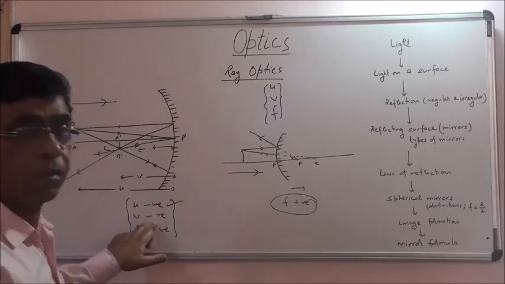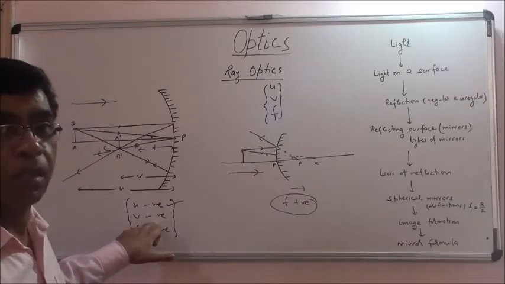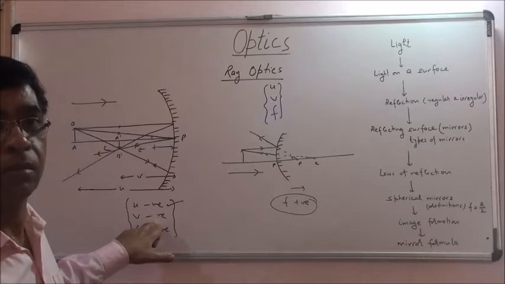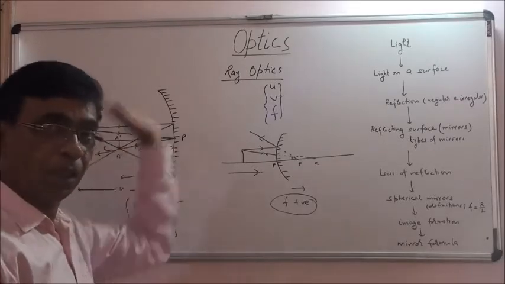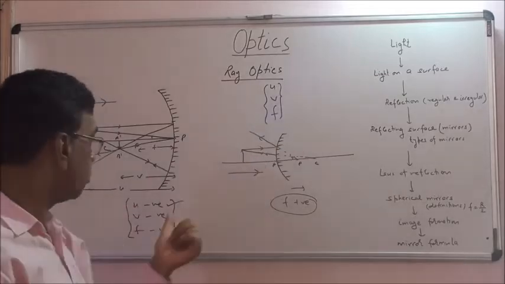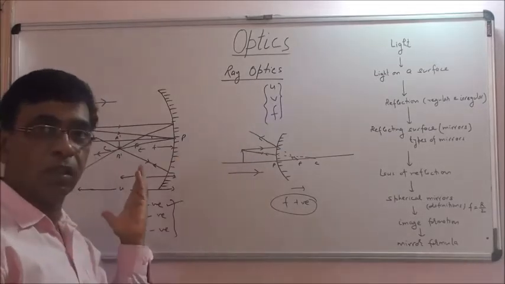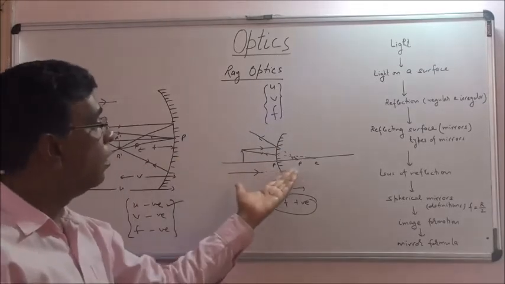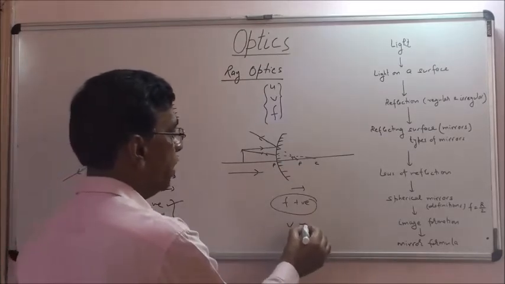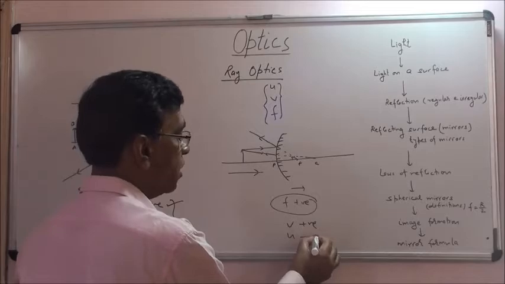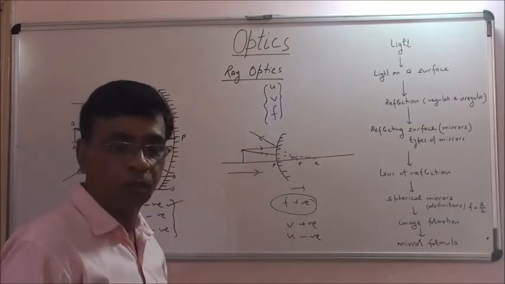V, it depends. Concave mirror, there is one case when V is positive. Let's try to recall that. When the object is kept between F and P, image is found on the right side, so V will be positive. For all other cases, it will be minus. Here, for convex, image is on the right side, so V is also positive. U is negative, object on the left side.